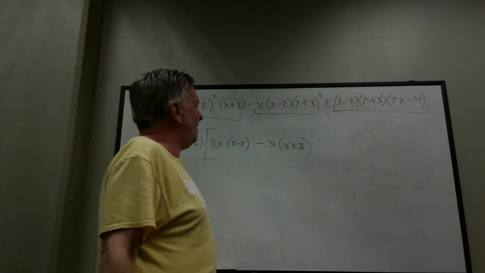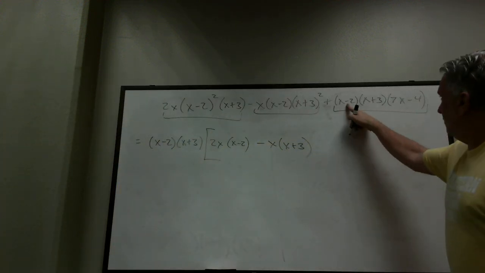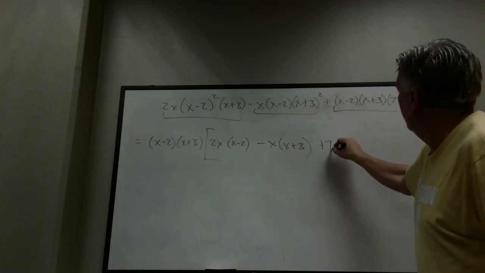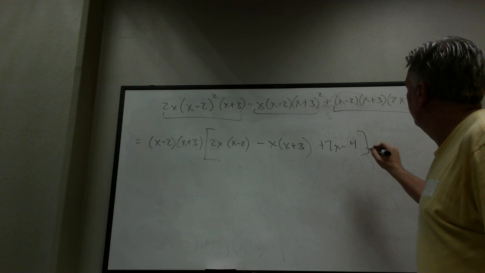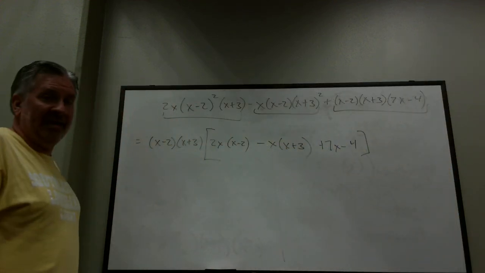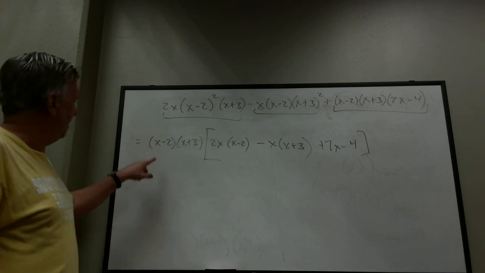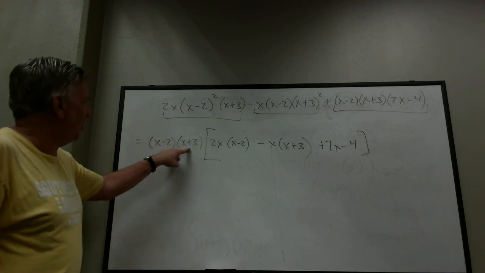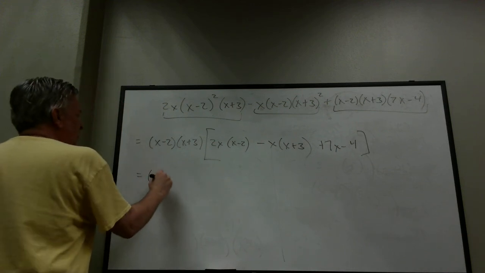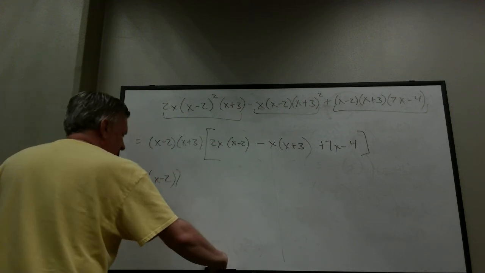And on the very last term, the x minus 2 and x plus 3 got factored out front, so all I'm left with here is plus 7x minus 4. That's all I'm left with. So notice I now have this thing factored. It's not simplified, but I have something times something times something. So it actually is factored right now, but I expect you to simplify.